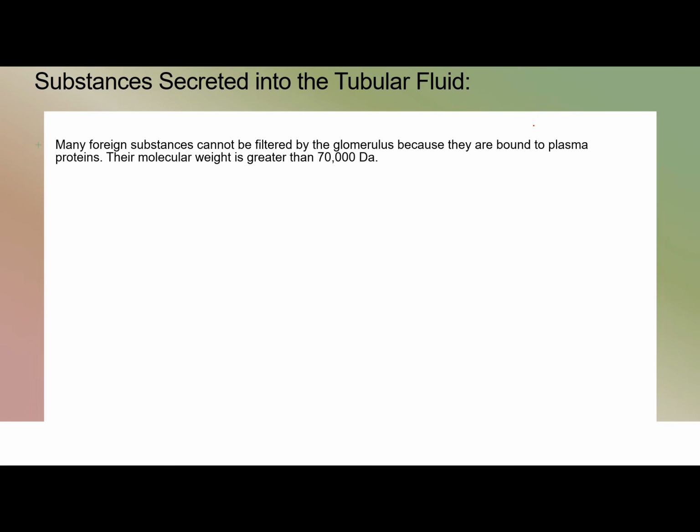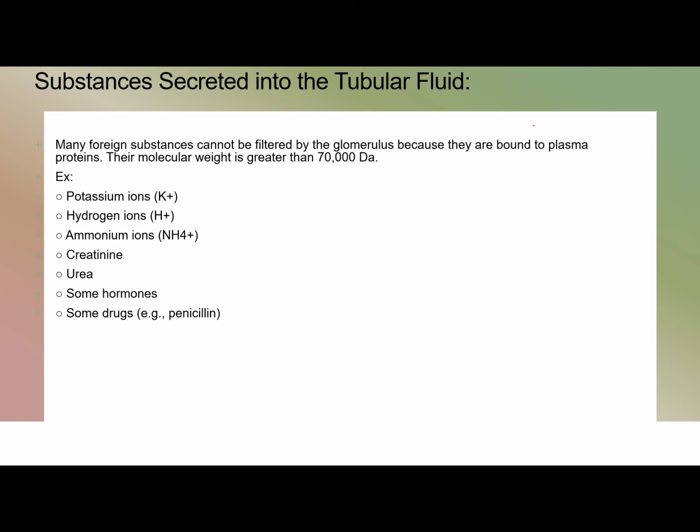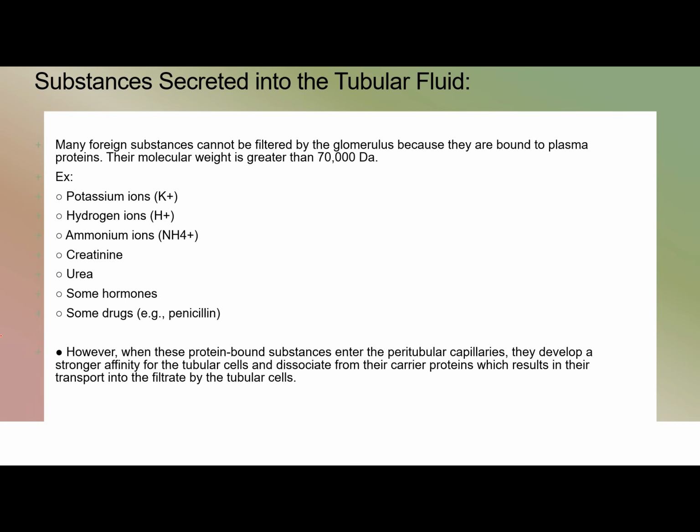Now, many foreign substances cannot be filtered by the glomerulus because they are bound to plasma proteins. Their molecular weight is greater than 70,000 daltons. An example ng mga substances na to: potassium, hydrogen, ammonium ions, creatinine, urea, some hormones, and some drugs, such as the antibiotic penicillin. However, when these protein-bound substances enter the peritubular capillaries, they develop a stronger affinity for the tubular cell and dissociate from their carrier protein.